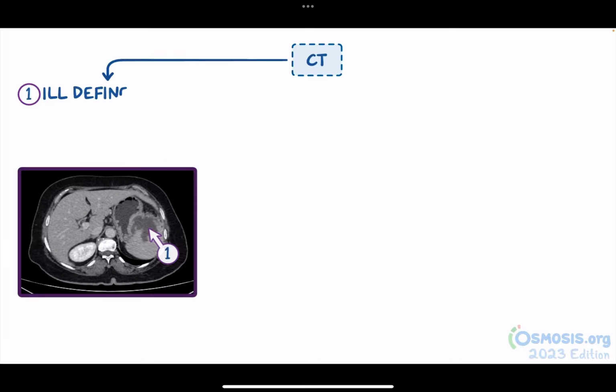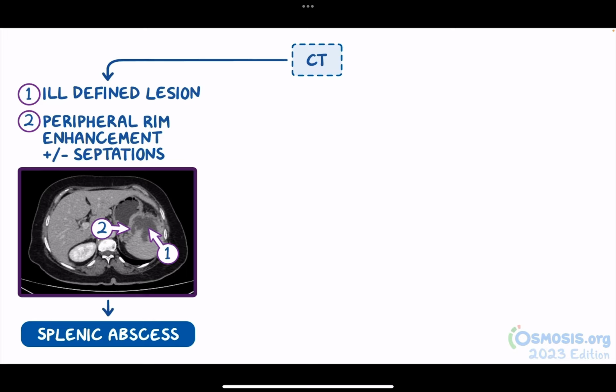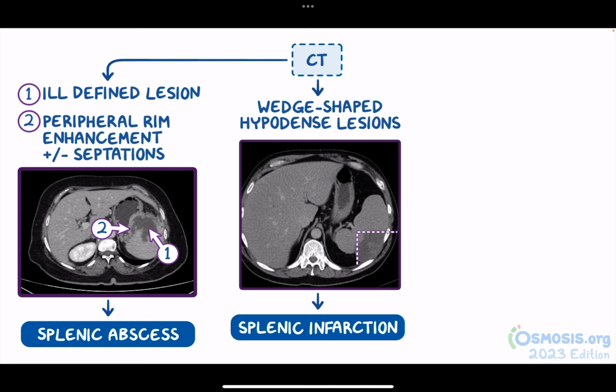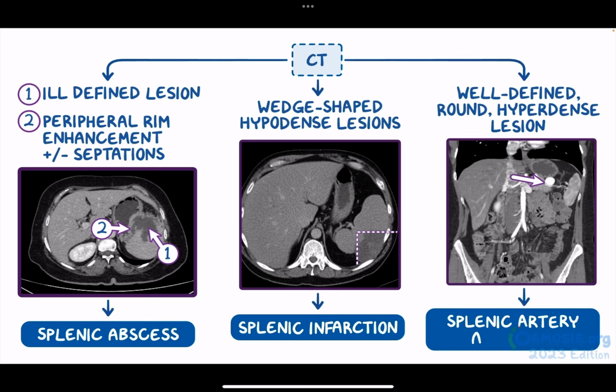If you see an ill-defined lesion with peripheral rim enhancement, with or without septations, you can diagnose a splenic abscess. On the other hand, imaging might show wedge-shaped hypodense lesions, which should make you think about splenic infarction. Finally, if imaging shows a well-defined, round, hyperdense lesion, think of splenic artery aneurysm, which is a surgical emergency.